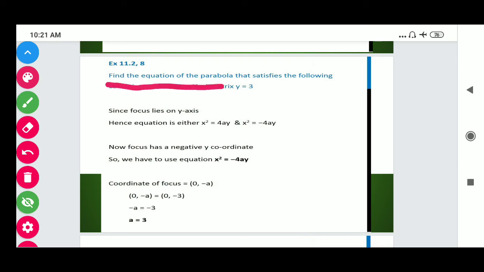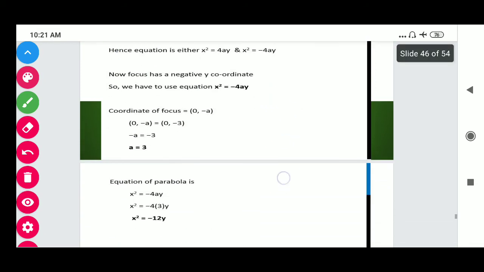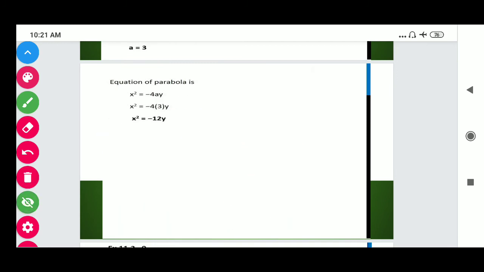So here the equation of parabola is x square equals minus 4ay, and what is the value of a? Here a is 3 because the coordinates of focus are (0, -a). On comparing (0, -a) with (0, -3) we get a equals 3. Now students, put the value of a in this equation, we get the equation of parabola x square equals minus 12y. This is a very easy question.